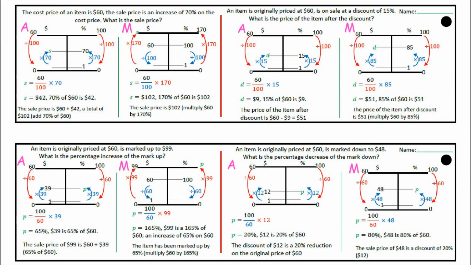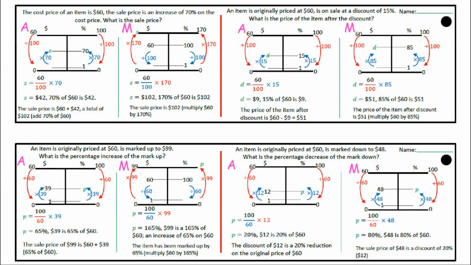There are two ways of thinking about that. You can say, well, what is 70% of $60? And work that out, and then you'd have to add it on. So I'd set up the double number line, work out 70%, and then I'd still have to add on, in this case, $42, to get $102 as the sale price.